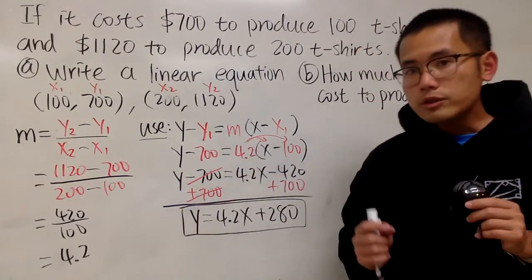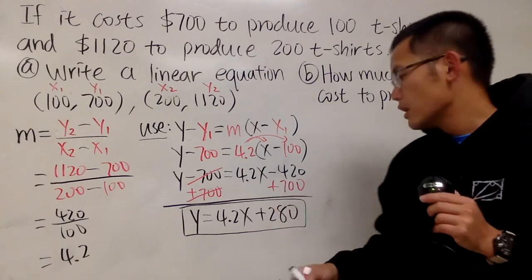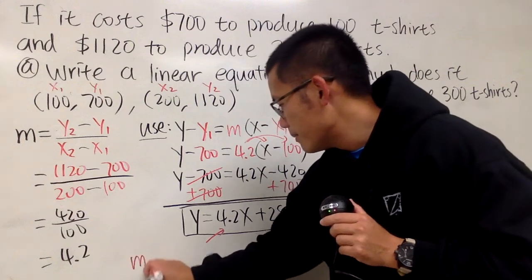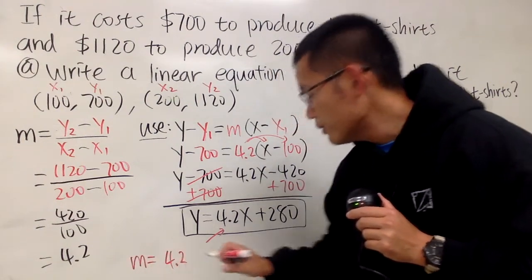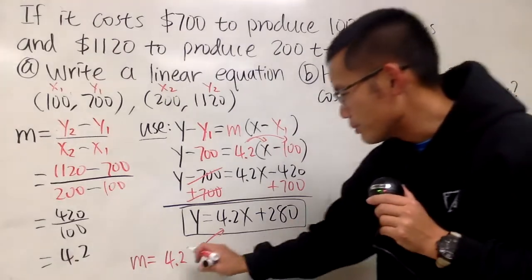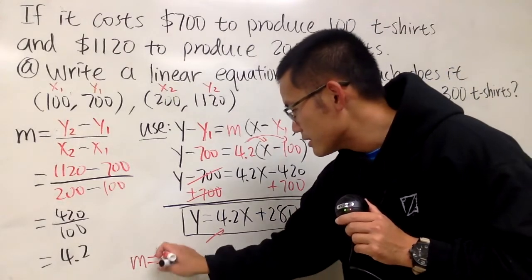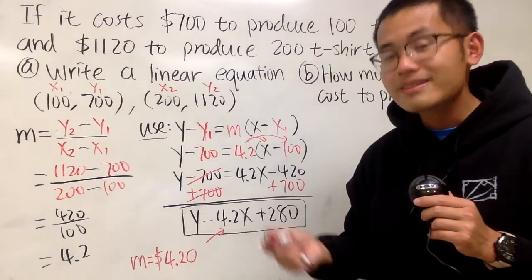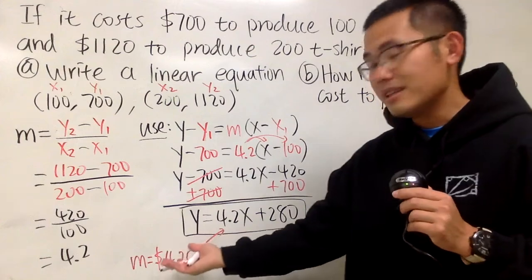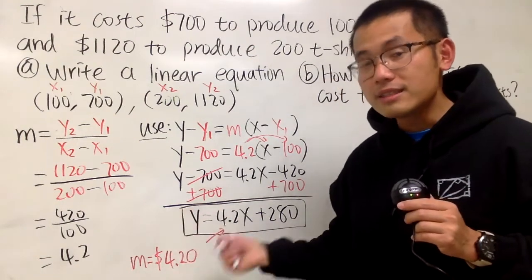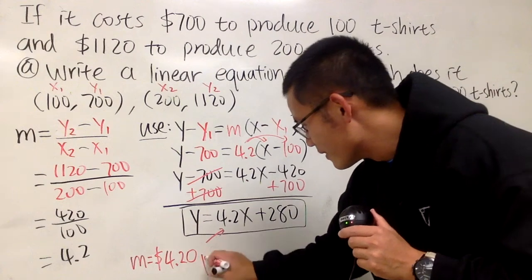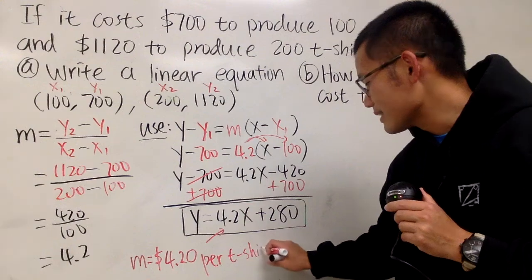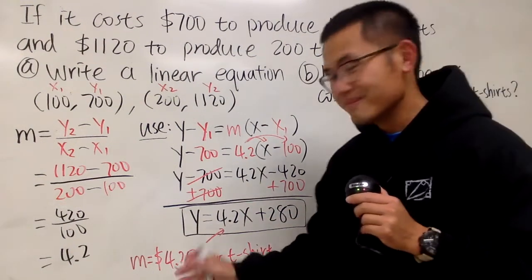Okay. And also we have to talk about the slope. What does the slope represent? Well, the slope is right here. M is 4.2, but because we're talking about money, let's put down 4.20. And this is the price. And remember, the slope represents the rate of change. And we are talking about t-shirts. So this is $4.20 per t-shirt. It will cost you $4.20 per t-shirt if you want to produce that. This is the cost.